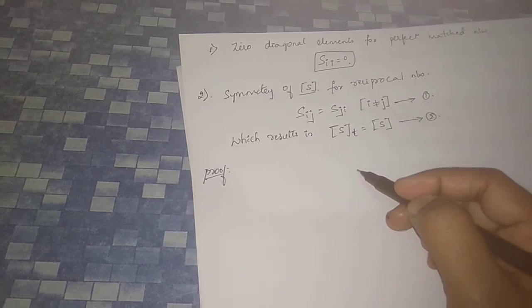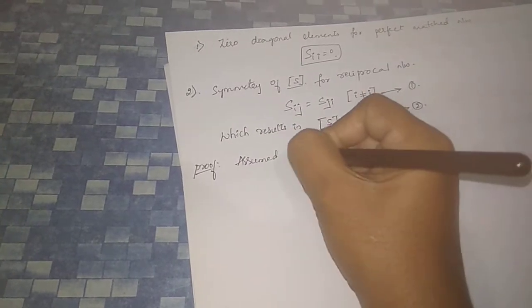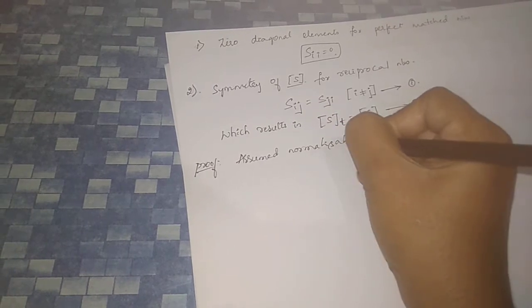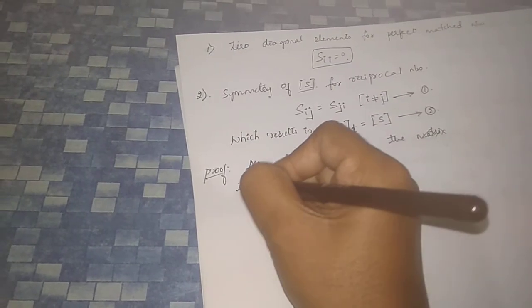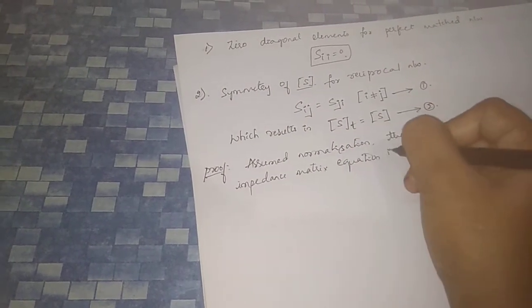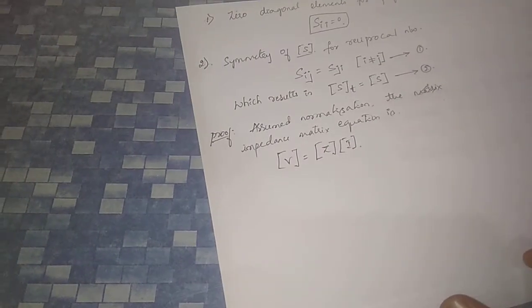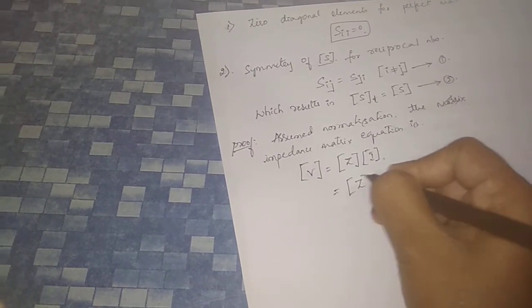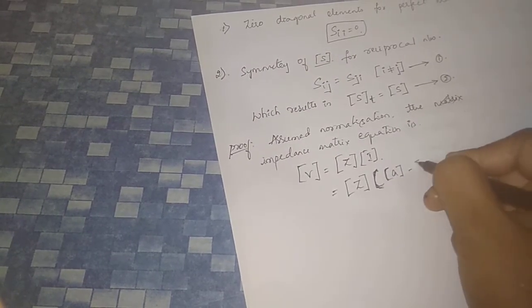For a reciprocal network, with the assumed normalization, the impedance matrix equation is given by V is equal to Z into I. This I can be written as A minus B, and V in turn can be written as A plus B.